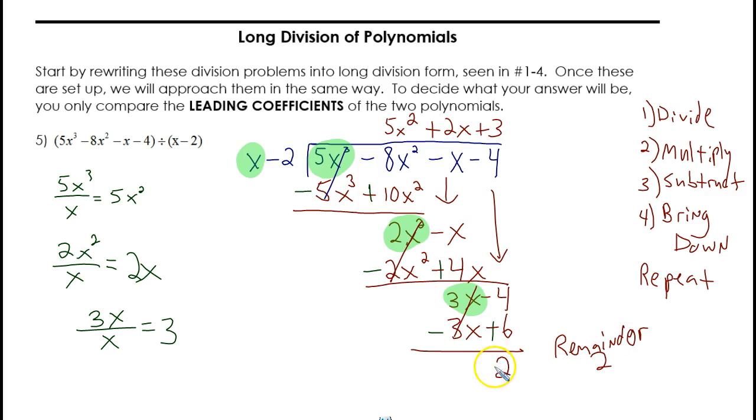Just like with fractions a minute ago, this 2 is going to be part of a fraction. It's going to be plus 2 over, and then what I was dividing by will be the denominator, x minus 2. And my answer to this problem is 5x squared plus 2x plus 3 plus 2 over x minus 2.